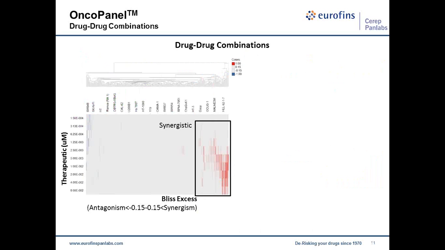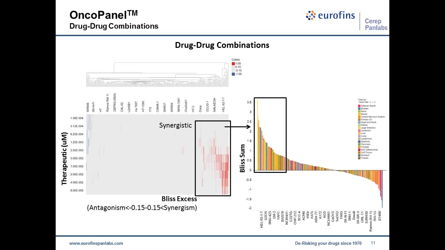As I mentioned, we also do drug-drug combination testing. This is just one example where we've computed excess over Bliss independence, and I've highlighted some of the cell lines that show synergistic activity of these two drugs. From this data, we can compute a Bliss sum, which is the sum of Bliss excess measurements over the entire dose-response curve, and generate a waterfall plot analogous to the one you saw before, and then perform a genomic analysis on these data. Questions might be, what are the genomic traits associated with synergistic activity of these two drugs?